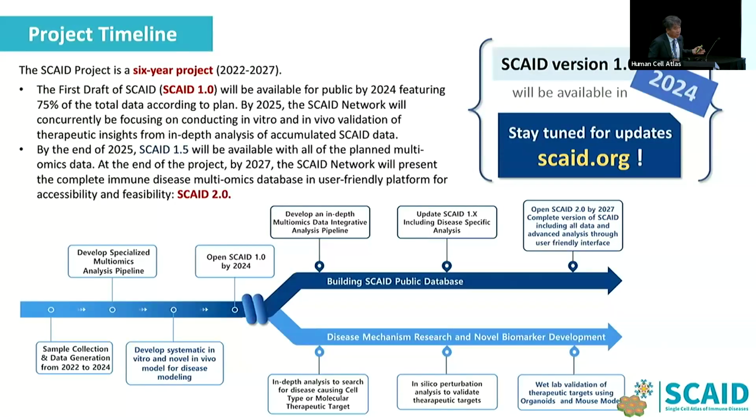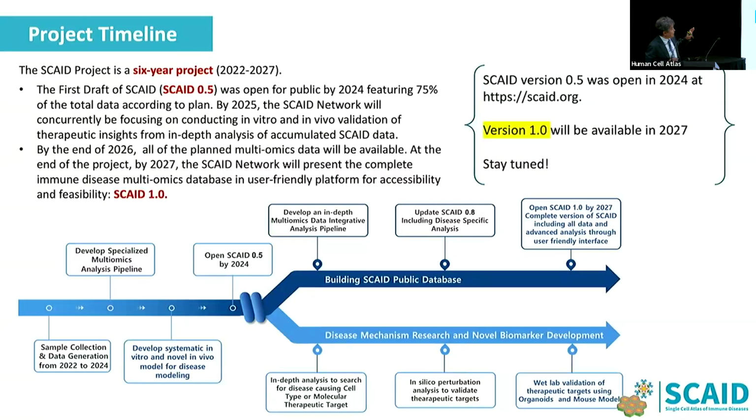So this is the original pipeline we suggested when we started our project. In the first half, 3 years, we will focus on data production, and we will open the first version of our atlas, and we did. And we'll make the final version in 2027. But when we compare our standard to the level of the HCA, we should admit that our first version must be 0.5, and the final version 1.0 will be available in 2027.